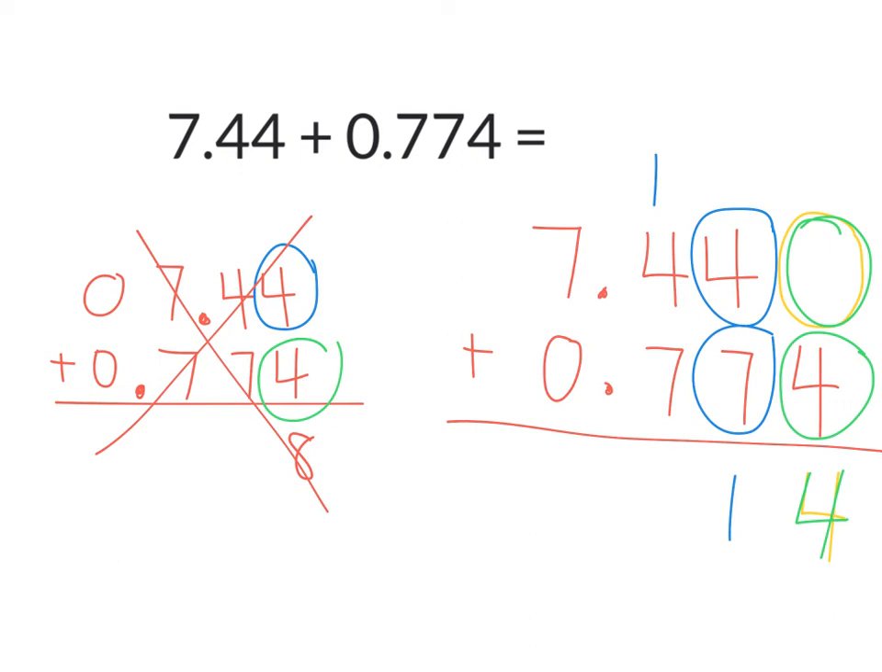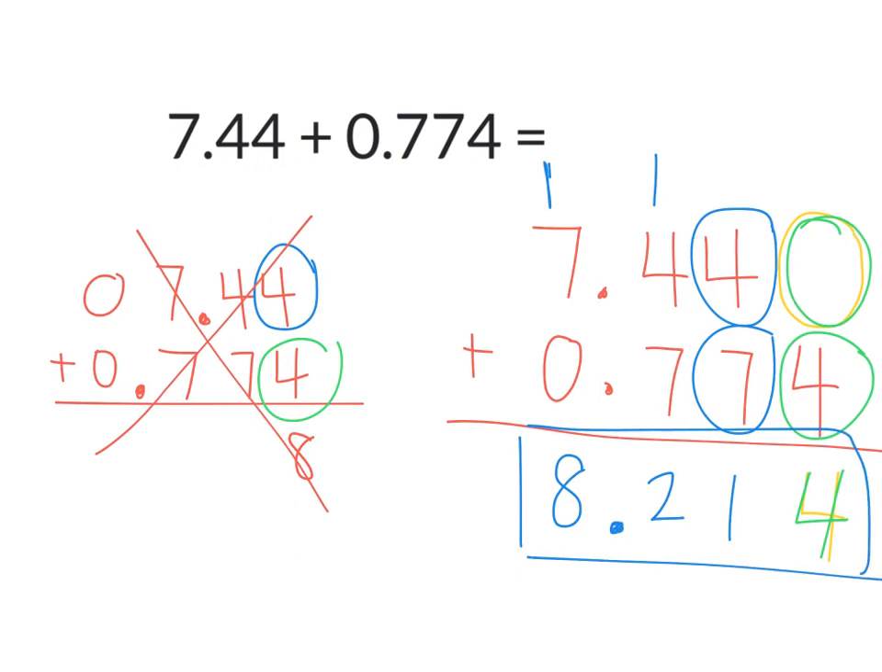I add 4 more. How many tenths do I have so far? If I want to add 7 more tenths, how many do I have? 12. Except 10 of them become 1. And I only have 2 left, okay? Then I have 1 plus 7 ones. What do I have? 8. Okay. So the answer is 8,214. Oh, that's another very common 5th grade mistake. Make sure you put in the decimal point, otherwise the place values will be all wrong.